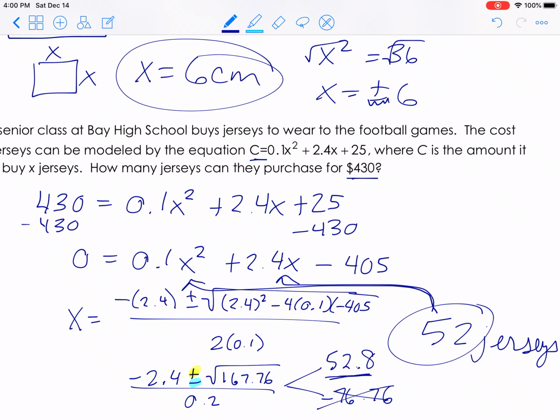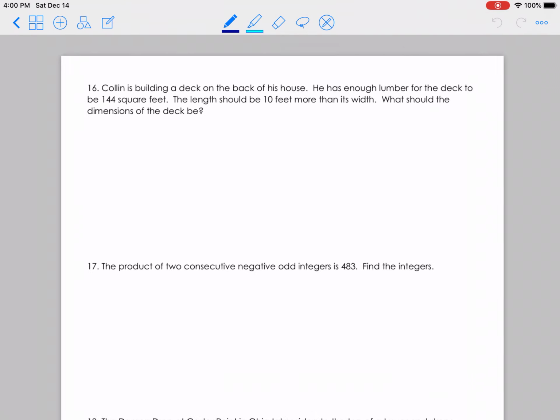I'm going to go back in and try 51. And negative even more. Let me go back in and try 53. That'd be 3.1. So yeah, I think 52 jerseys is still our best bet. They're going to have a little bit of money left over, but that's okay. All right, hope these are helping.